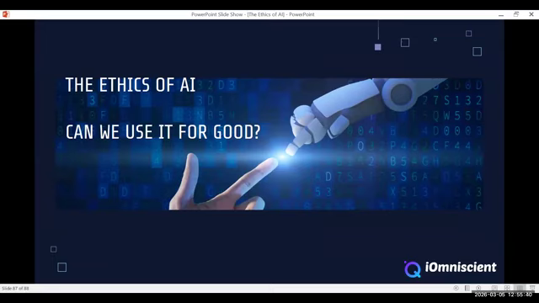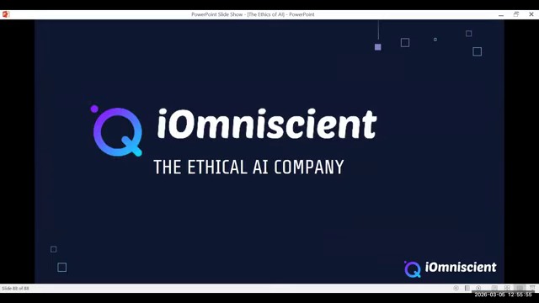And the question we have to ask ourselves all the time in industry is, can we use this technology for good? Because ultimately, any technology, as we said, can be used for good or for evil. We certainly try and position ourselves as the ethical AI company, and I think you could see in the types of things we do and the way we think that that is a core aspect of what we do.